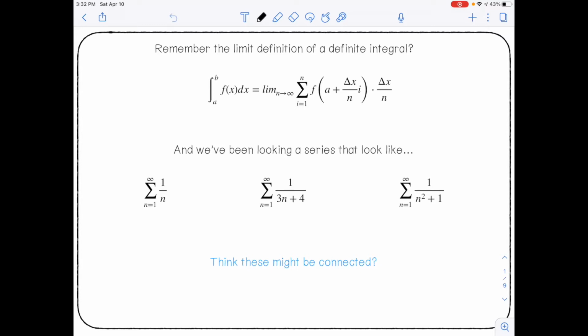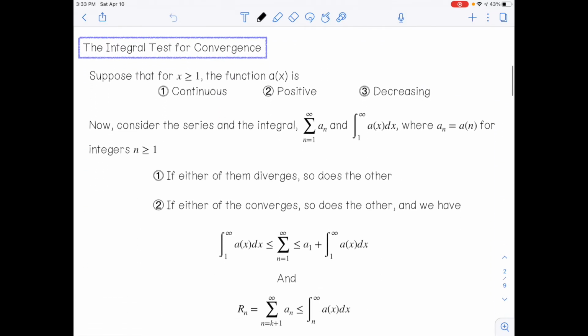Like they don't have the same form as a Riemann sum, but they still are infinite sums, just like Riemann sums, right? If we let n go to infinity, the number of subdivisions. So there's actually a connection between these. So we can actually use an integral to help us prove whether or not an infinite series is going to converge or diverge. And we can do that through something called the integral test.